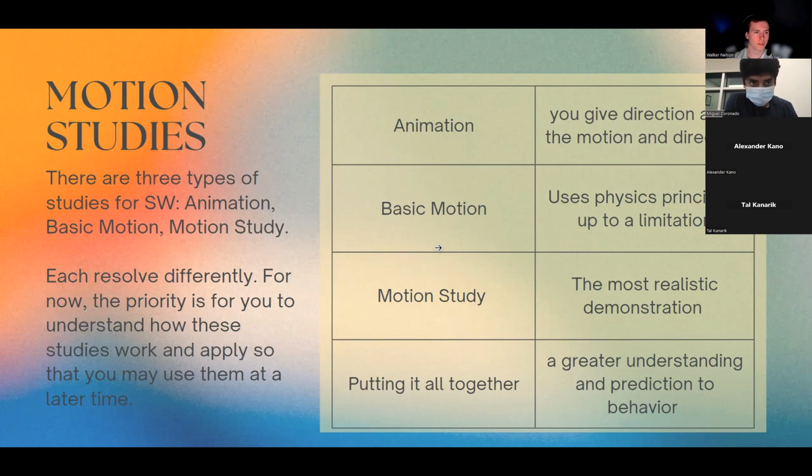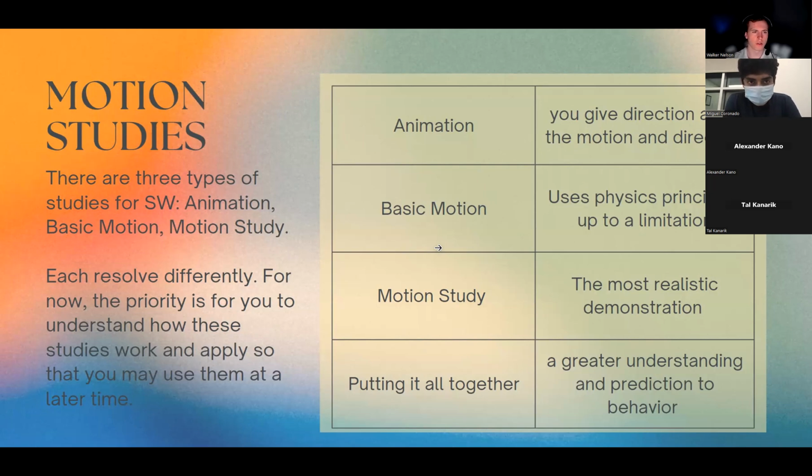Not to the full extent to what I'm going to show you, because that would require a whole different workshop to show you guys how this actually works. But the gist of it is you have three options: animation, basic motion, and motion study. Animation is like if you're an illustrator and you're giving it step by step of what you want it to do. Basic motion uses more physics, right?